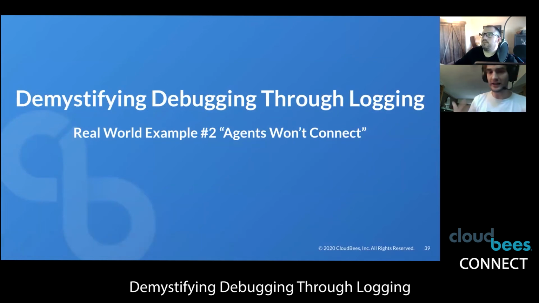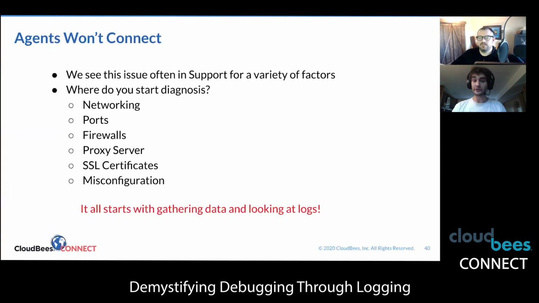And this is going to be broken up into two different pieces because I'm going to run through them a little bit quicker. It's basically two different scenarios where agents won't connect and how do you figure out what is going on. When you have an agent that won't connect, you're like, where do I even start? It could be firewalls, port numbers, proxy settings, certificates, straight up misconfiguration, or networking issues, and all of these could be contributing to the reason why agents won't connect.